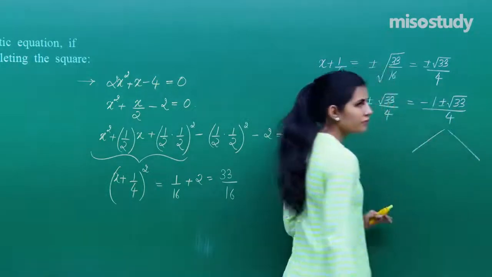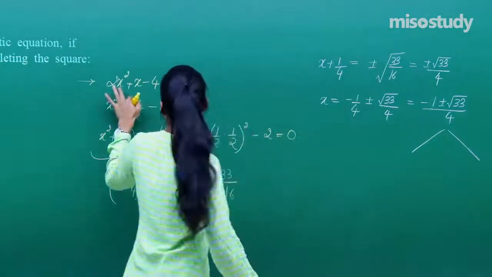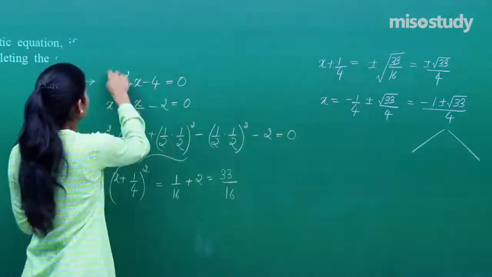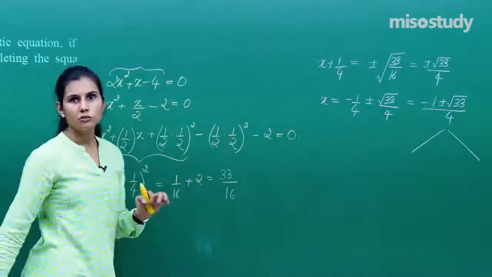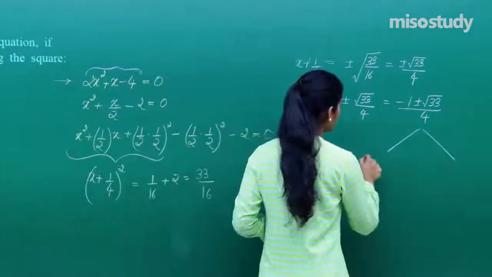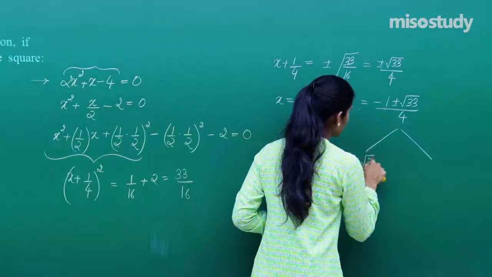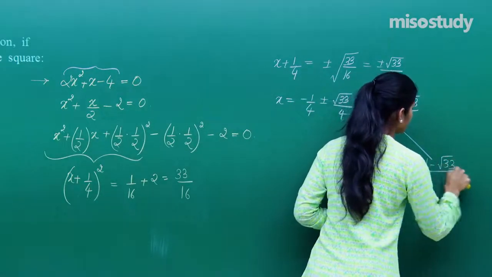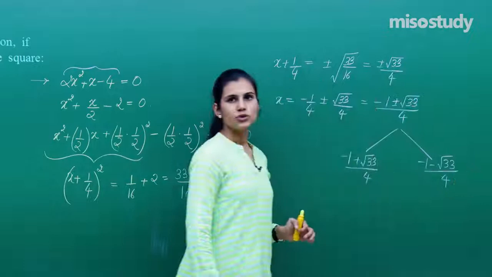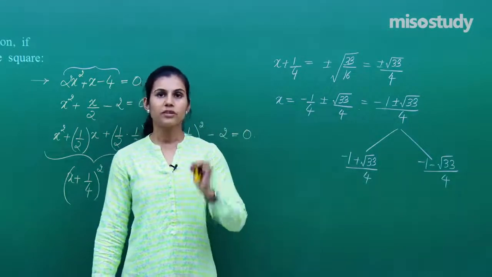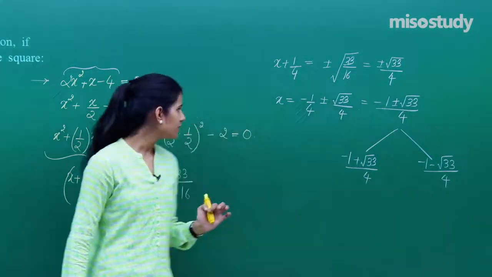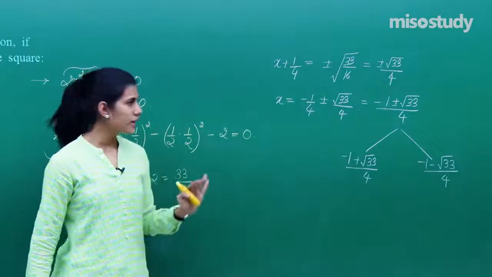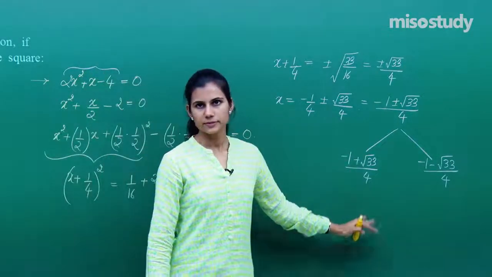The two values of x, which when you plug in over here on the left hand side, you get the answer as equal to 0, which is the right hand side, are what? One is minus 1 plus root 33 by 4, another is minus 1 minus root 33 by 4. So yes, the roots of this quadratic equation, they do exist when I have solved it by the method of completing the square, and these are the two roots.